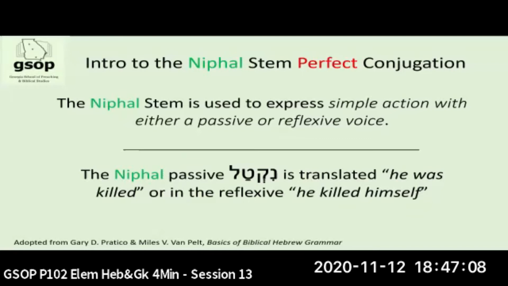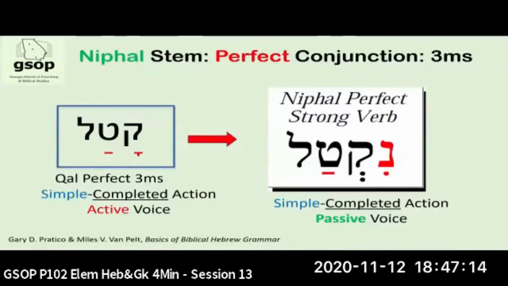Niktal, I think I'll have to double check that. It's translated, he was killed, or in reflective, he killed himself. And so I modified this just to see the change. The nifal stem, perfect conjugation, derived from the call perfect third masculine singular, which is simple, completed action, active voice.